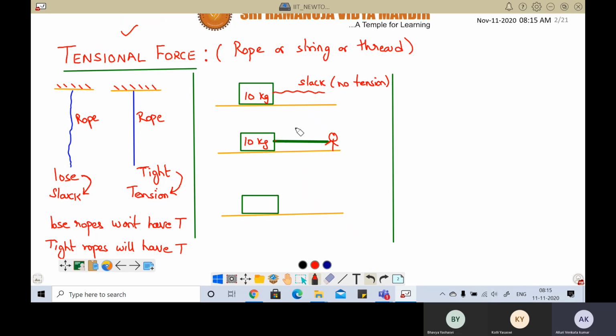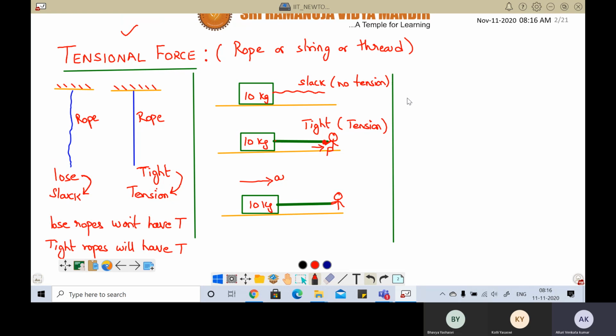So when the rope is tight, there is some tension. Now the man is applying force like this. What will happen? The block will move. Because of this tensional force, the block will move to this side with some acceleration.